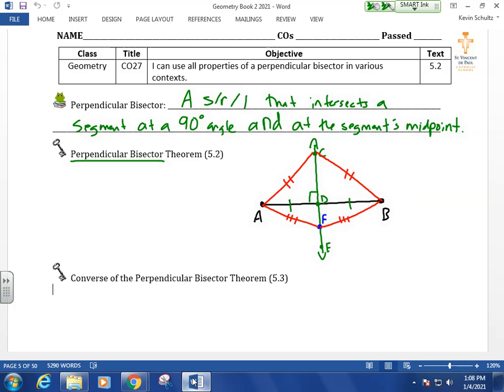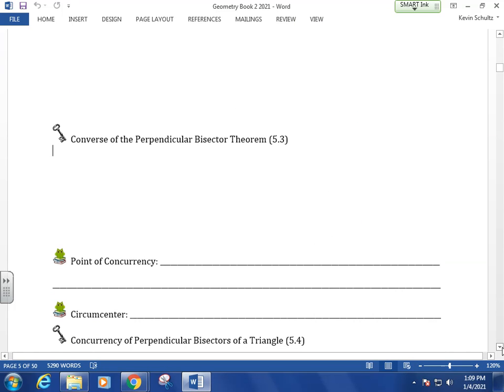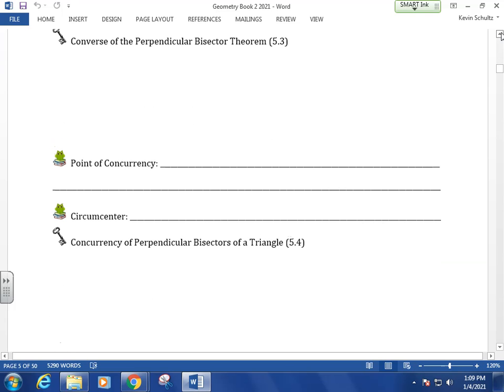So the converse of this theorem, which is 5.3, this tells us, again, we've got a segment here. We'll clear the ink, we'll scroll it down. Okay. The converse tells us that, again, if we have a segment, I'll use AB again. Okay. And I'll draw in green what we know. I'll draw in red what we can conclude.